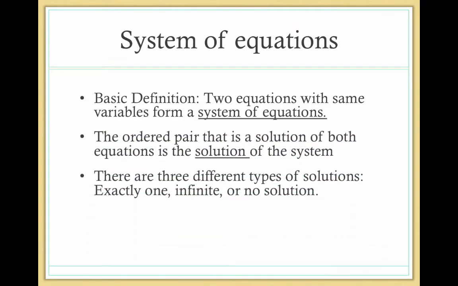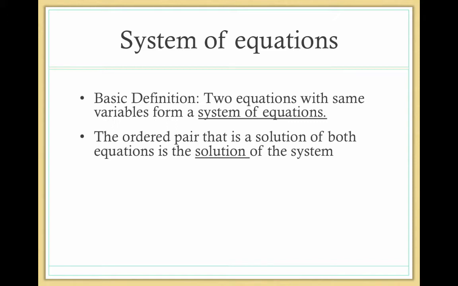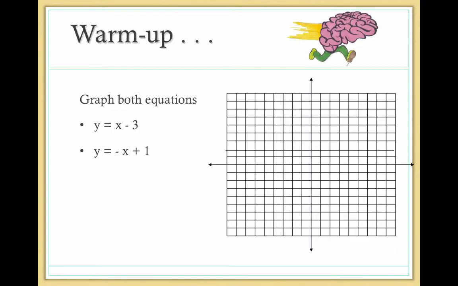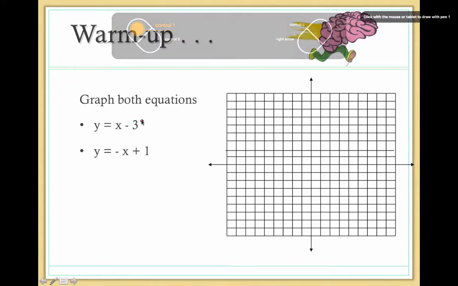Two equations with the same variables is a system of equations. An ordered pair that is a solution to both equations is the solution of the system. You can get one, infinite, or no solution. So let's see what happens when we graph these two equations on the same coordinate plane.